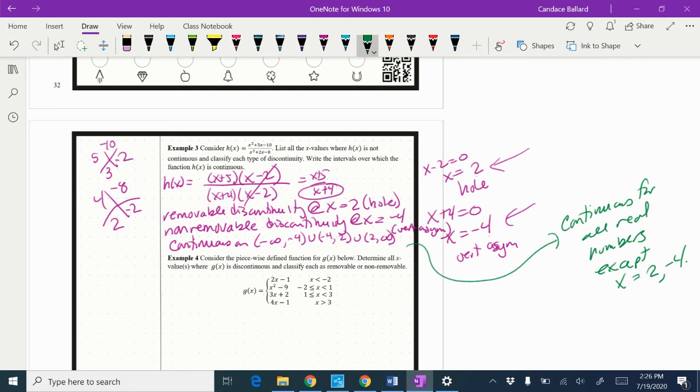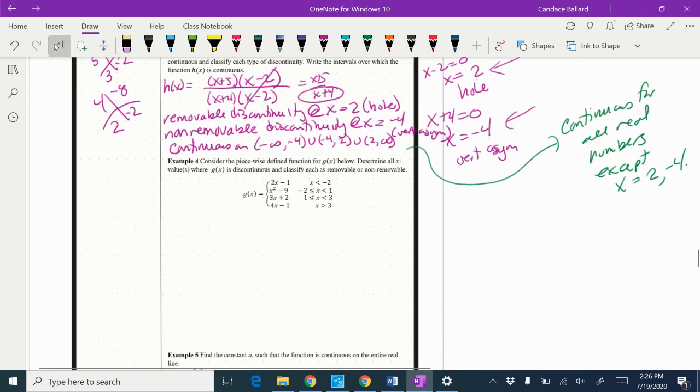All right, so now we've got a piecewise defined function for g of x. Determine all x values where g of x is discontinuous and classify each as removable or non-removable. All right, so we are going to have to test the right and the left-hand limits. It's the only way to do this. So notice that this and this go together. So I'm going to do the left-hand limit and the right-hand limit.